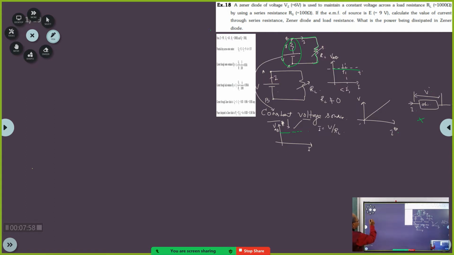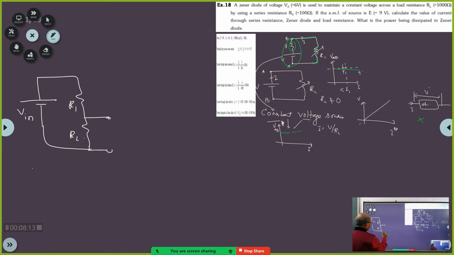Now, yesterday we had a situation. What is the situation? We had Vin and we had R1 and, say, this is RL. Now, if I say the voltage across RL is V0, with varying RL, if RL varies, how will V0 vary? So V0 will simply be equal to Vin divided by R1 plus RL, into RL.